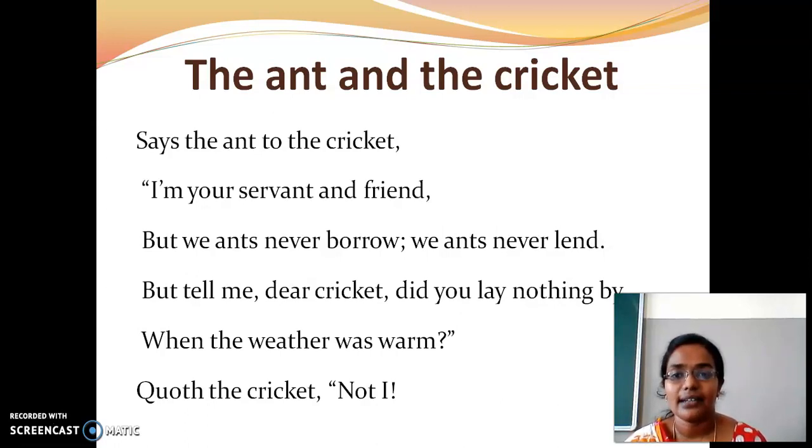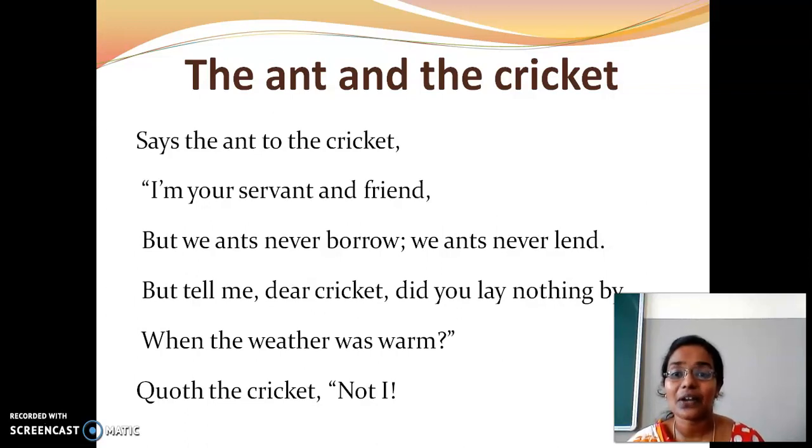The Ant and the Cricket. Says the ant to the cricket. That is the reply of the ant to the cricket. What is the reply? I am your servant and friend. The ant is replying that he is the friend and the servant of the cricket. This shows the character of the ant. We have already seen in the previous stanza, the ant is addressed as miserly ant. Miserly ant means a poor little creature who is always ready to serve someone. That is the character of the ant.